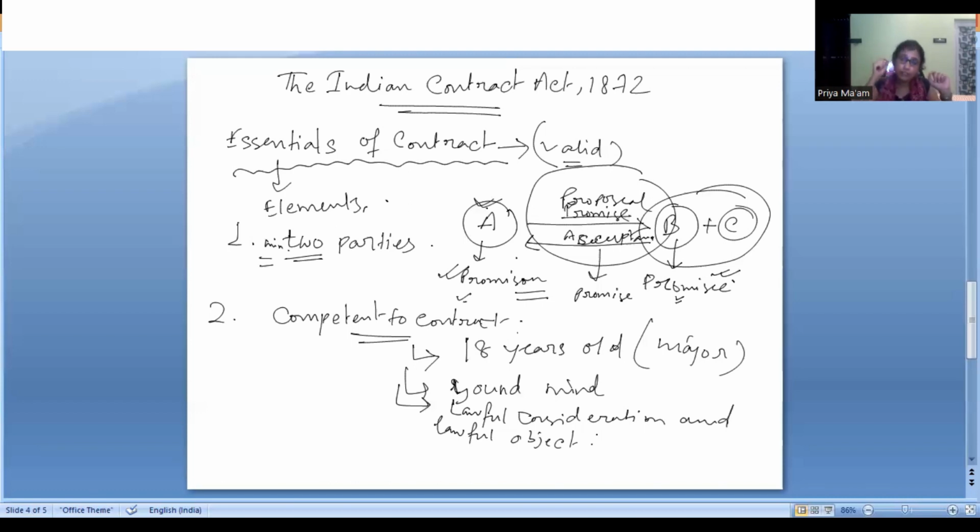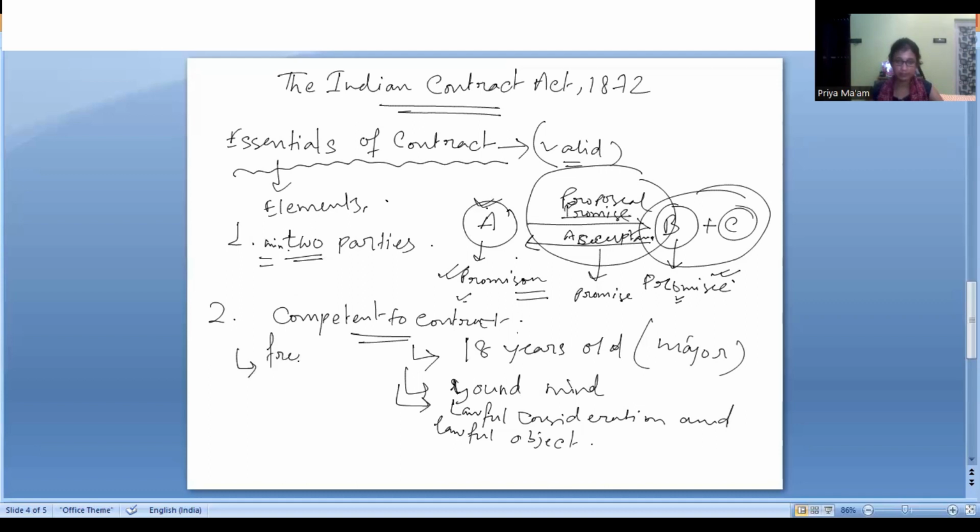And if I was aware of it and still I am giving you the permission and you are paying a high amount of rent, then it is also an invalid contract because it is for an unlawful object. So lawful consideration and lawful object should be there to form a valid contract.